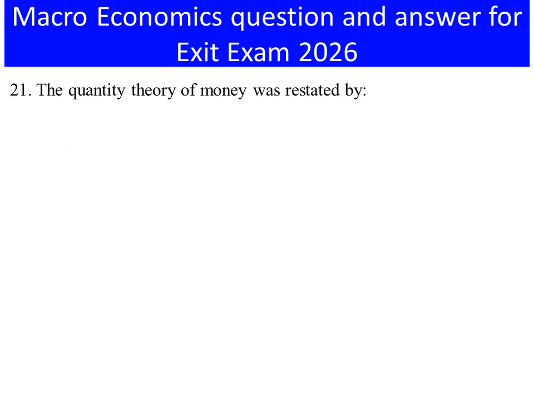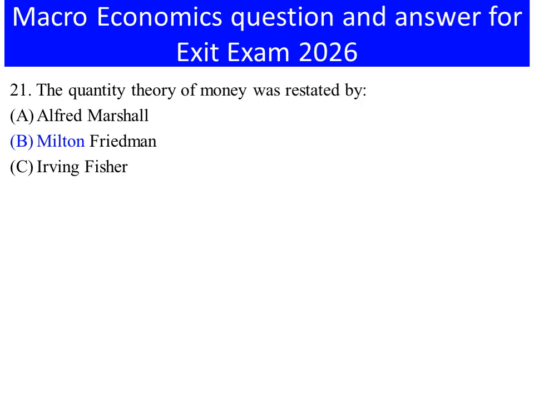21. The quantity theory of money was restated by whom? A, Alfred Marshall; Milton Friedman; Fisher; Keynes. The answer is Milton Friedman. Under the quantity theory of money, Friedman says the cause of inflation is money in circulation, because the other factors remain constant. If money increases, the price increases, so the cause of any inflation is the responsibility of money in circulation, or of the central bank.